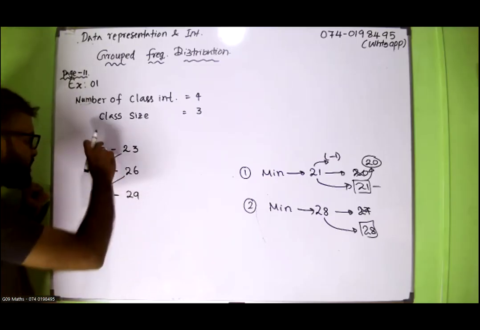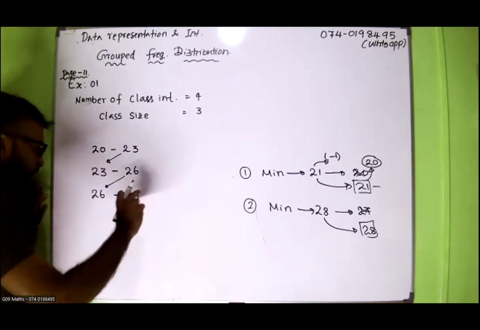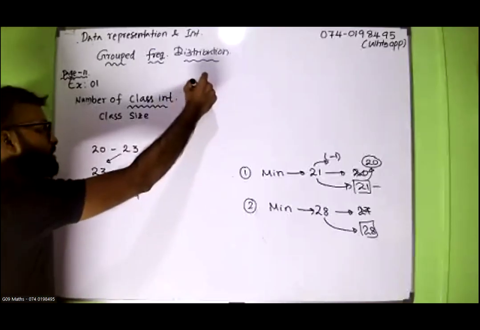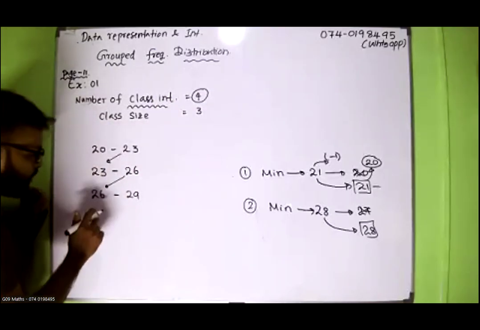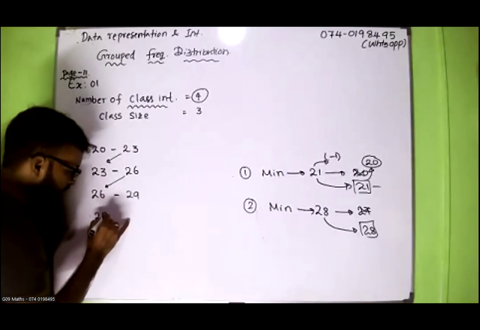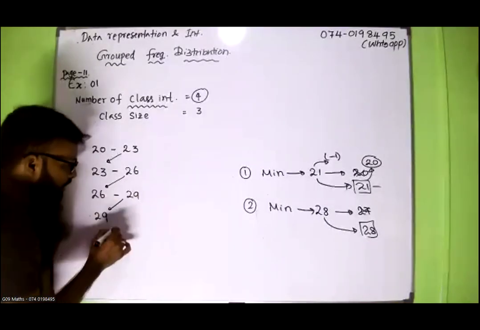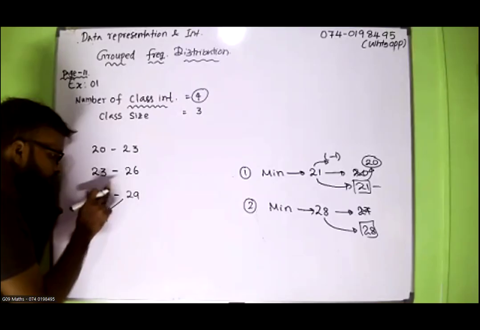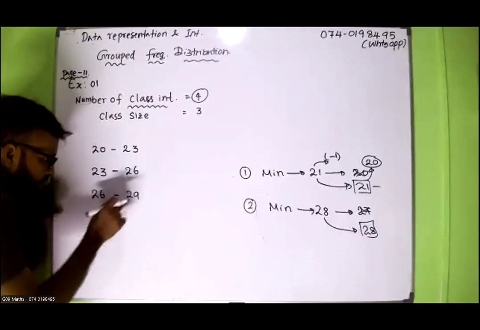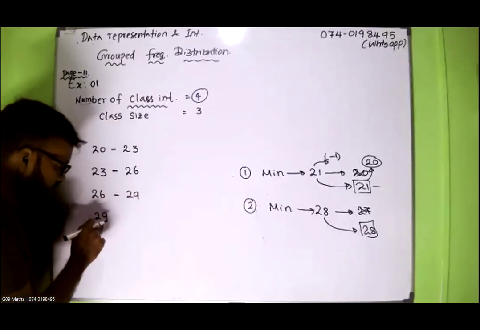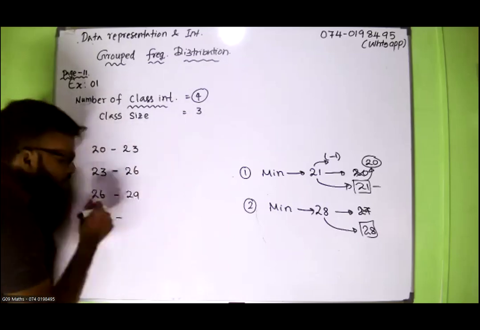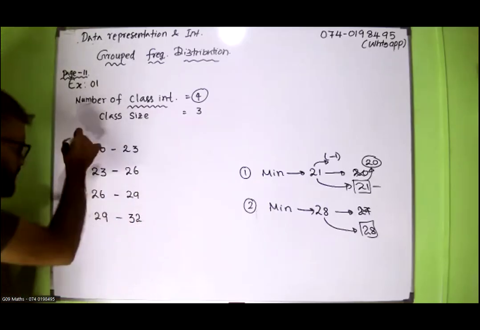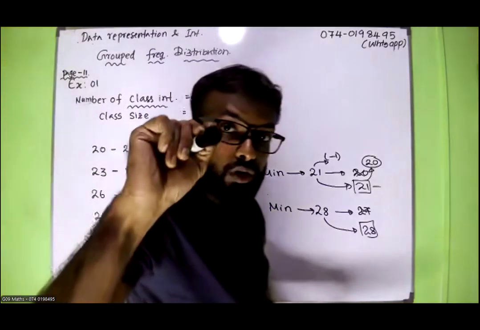Now how many class intervals are there? 1, 2, 3. How many class intervals do I need to write? 4 class intervals, so another one has to be written. You no need to put this one, for your reference I gave it. Starting point is 29, 29 plus 3, 32. So these are the 4 class intervals that you are going to define.